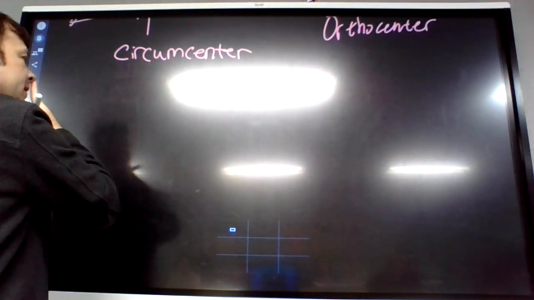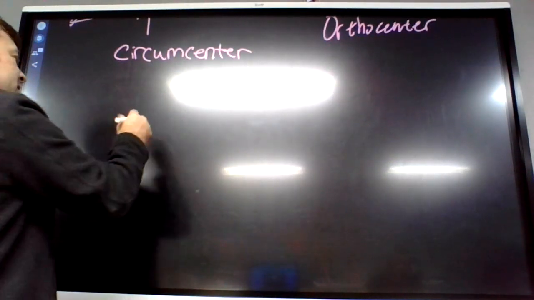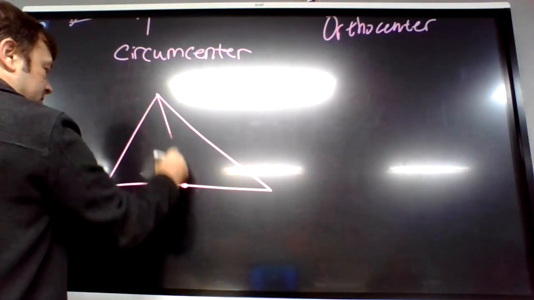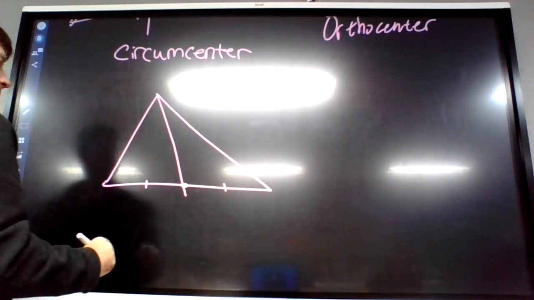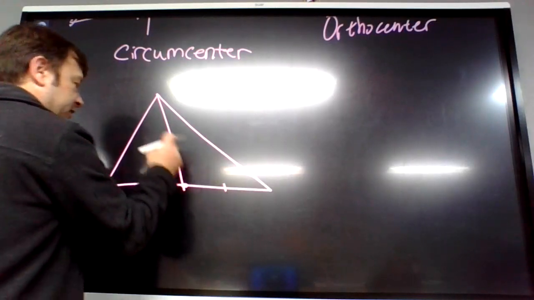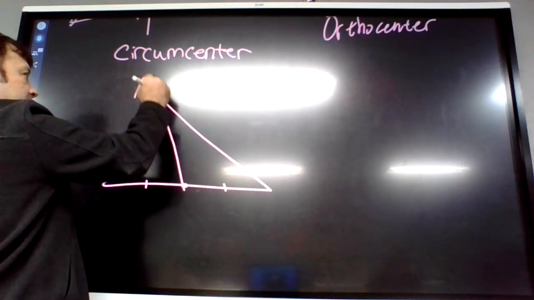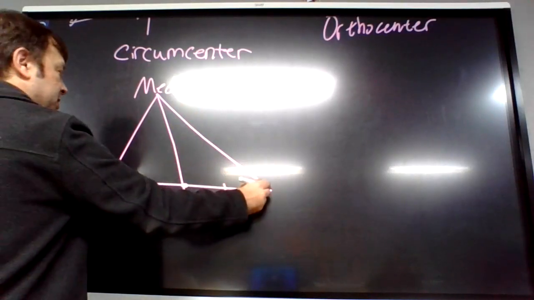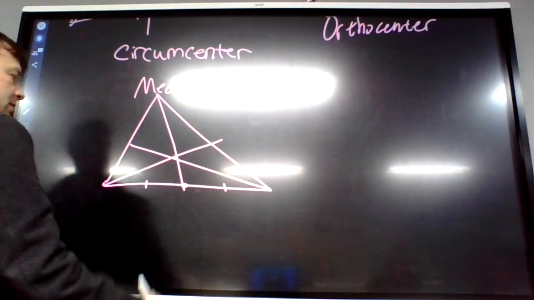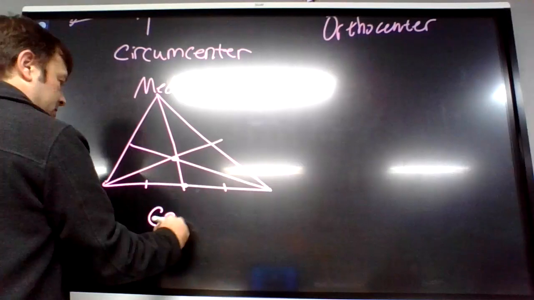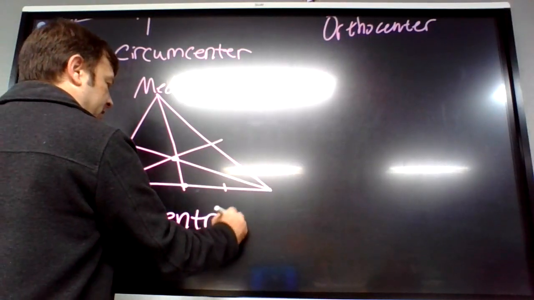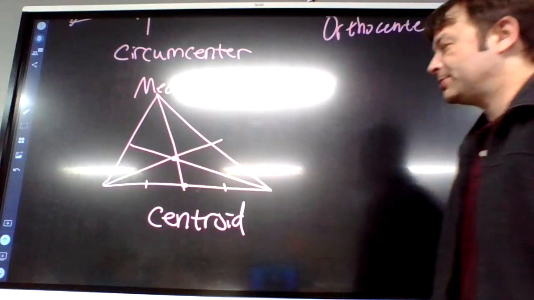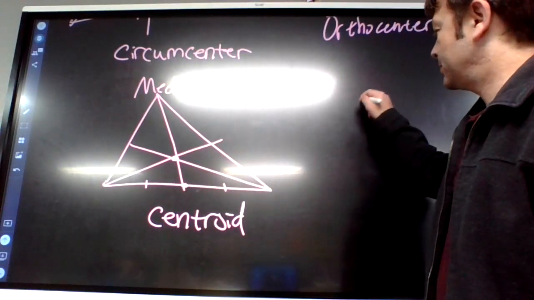All right, and then I think after that we did this. You guys know what this is called? From the vertex to the middle. Median. And the medians meet where? At the midpoint. Centroid. Median sounds like middle, centroid sounds like center. Anyway.